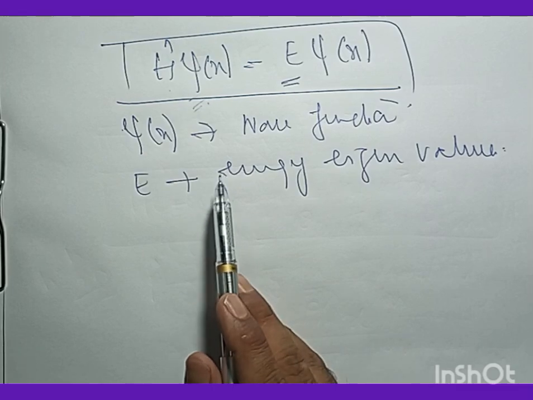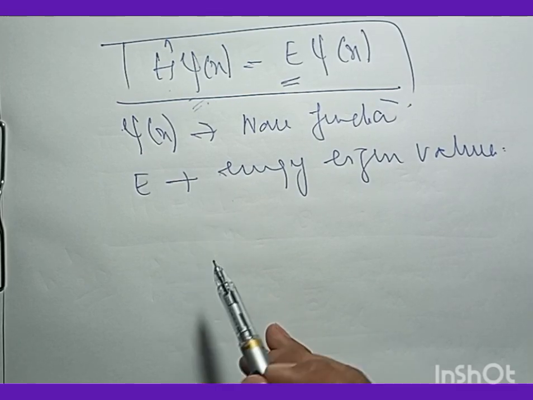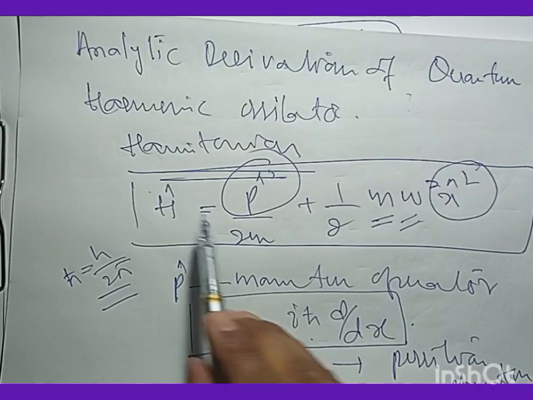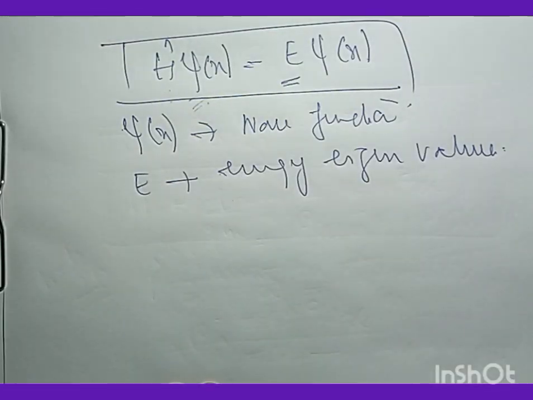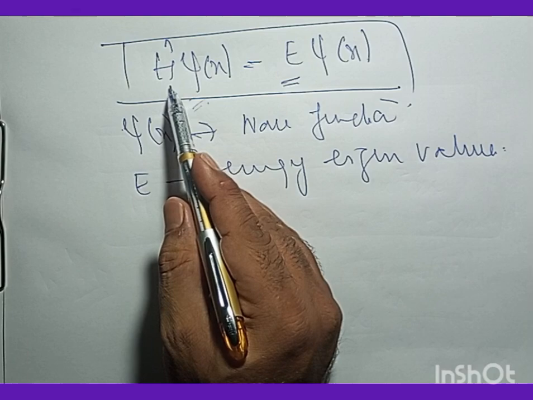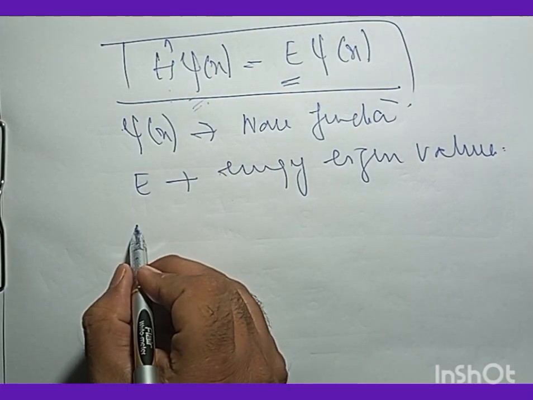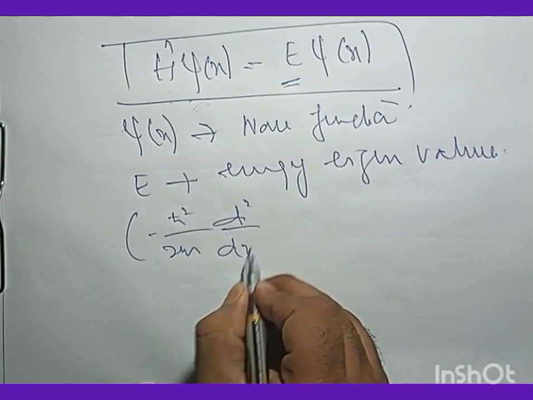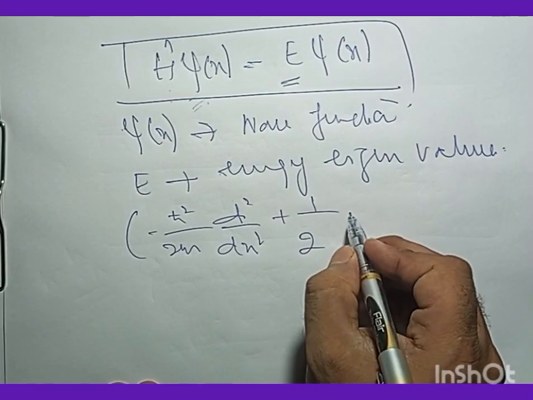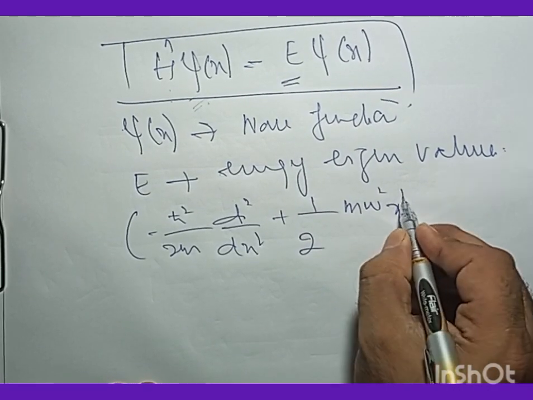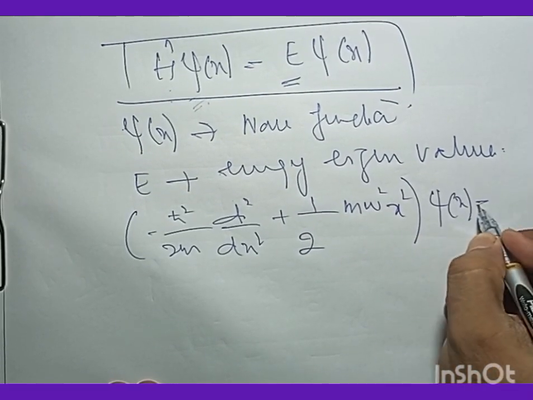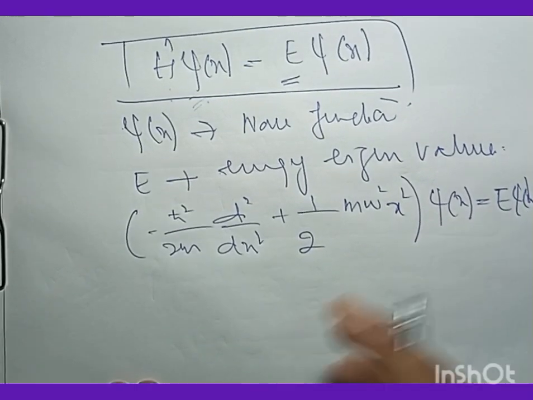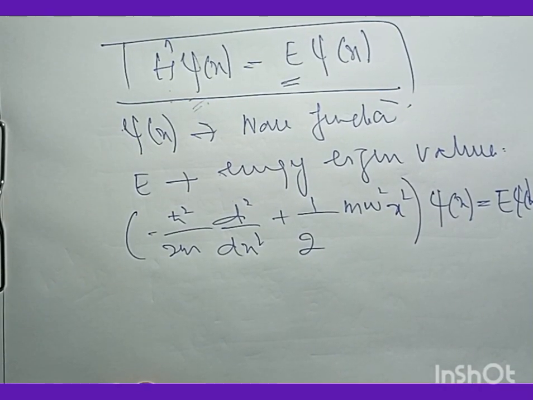Now we have the Hamiltonian, and we can substitute this Hamiltonian operator in the time-independent Schrodinger's wave equation. So if we substitute, we write minus h cross square by 2m d2 by dx2 plus 1/2 m omega square x square times psi of x gives us E psi of x.